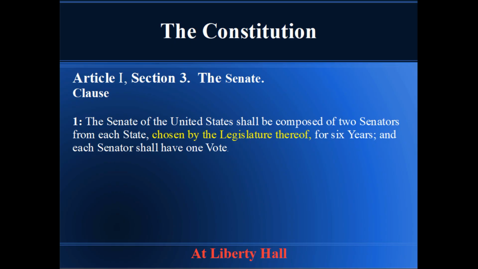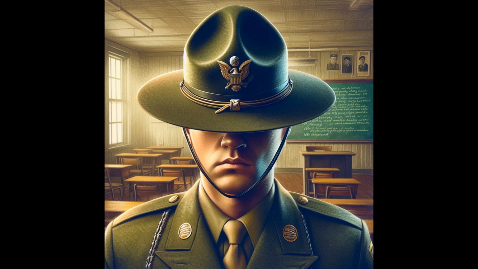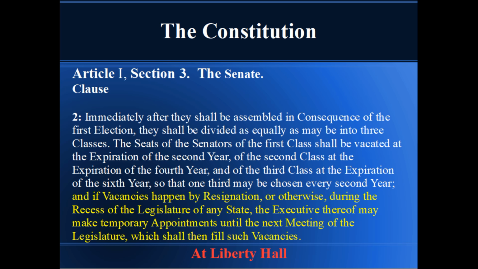Article 1, Section 3, the Senate. Clause 1. The Senate of the United States shall be composed of 2 senators from each state, chosen by the legislature thereof, for 6 years, and each senator shall have 1 vote. The portion in yellow was changed by the 17th Amendment. 1. The Senate will have 2 senators from each state, chosen by the state legislature, serving 6-year terms, with each senator having 1 vote.